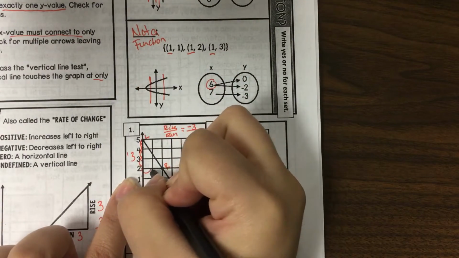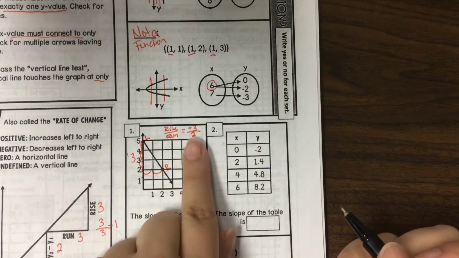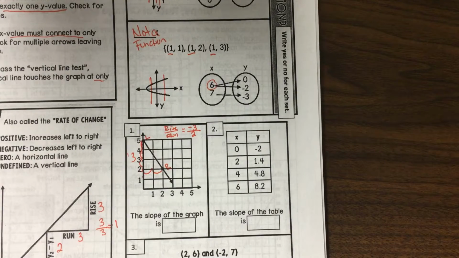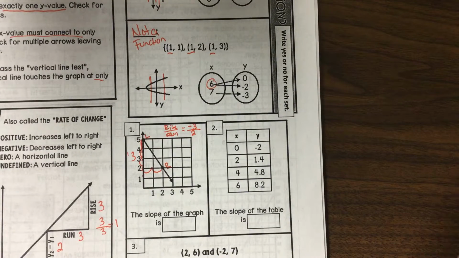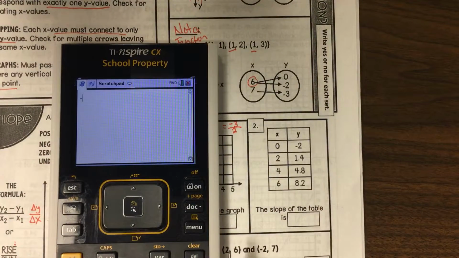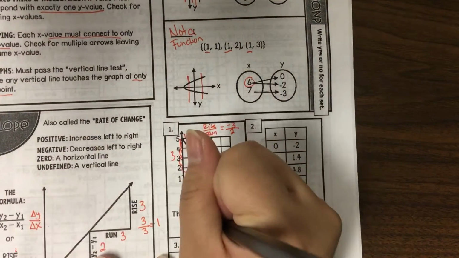So I'm right here right now. I'm going to go 1, 2 units to get to my point. So this one has a slope of -3 over 2. And I'm going to think, can I simplify that? If I'm not sure if I can simplify that, luckily we have a calculator that can do that for us. So -3 over 2. If I click Enter, it'll simplify that fraction.